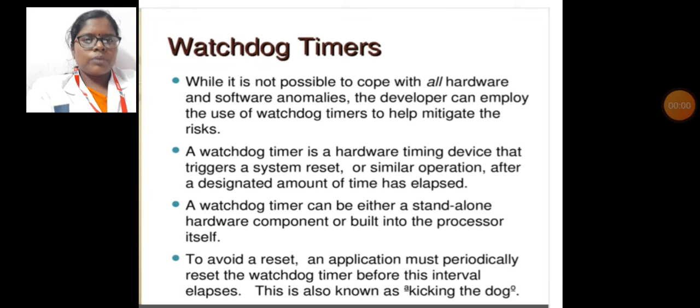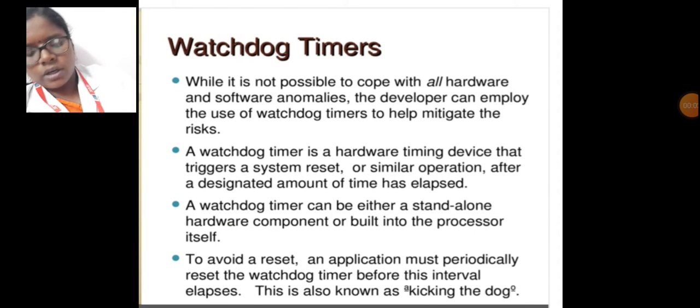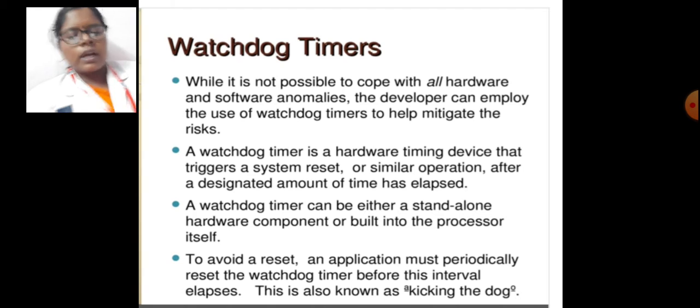We are going to see about watchdog timers. A watchdog timer is a timing device that can be set to a preset time interval, and an event must occur during the interval set, else the device will generate the timeout signal.